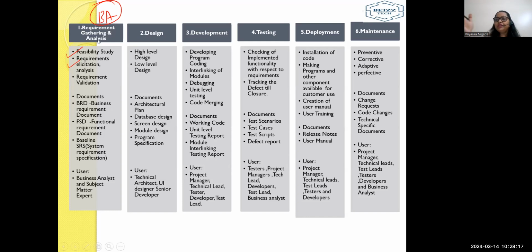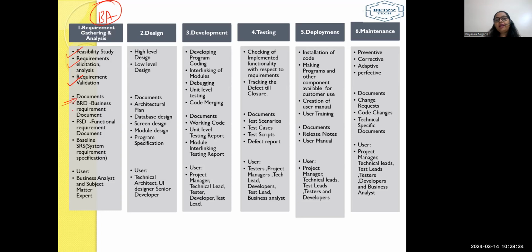So which one is valid, which one is invalid? That analysis is done by the BA. Requirement validation. The requirements should be simple, concrete, and complete. It should not be missing, right? So every point gets validated by the BA.